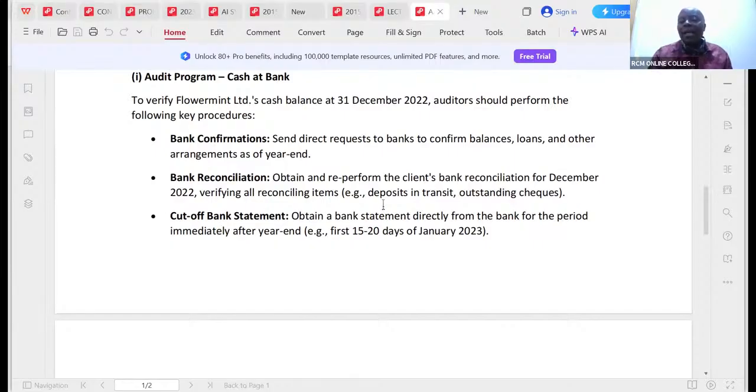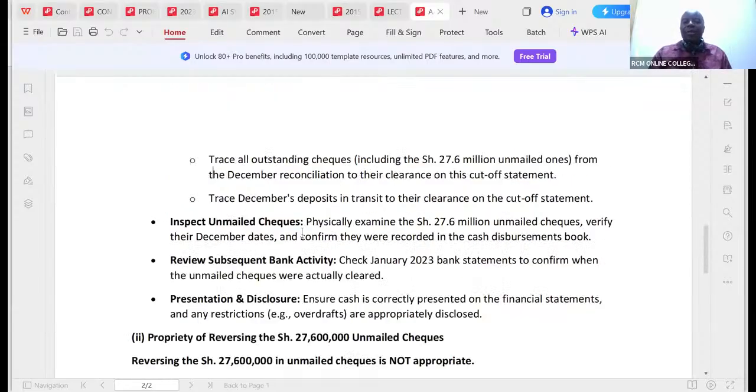Obtain a bank statement directly from the bank for the period immediately after year end. For us, we normally do it for one week, so the first 15 to 20 days of January 2023. Then what do you do with that? Trace all outstanding checks, including the 27.6 million unmailed ones, from the December reconciliation to their clearance on this cut-off statement.